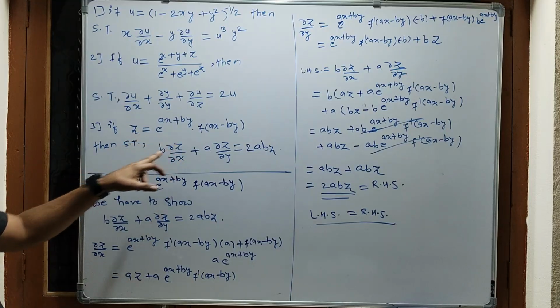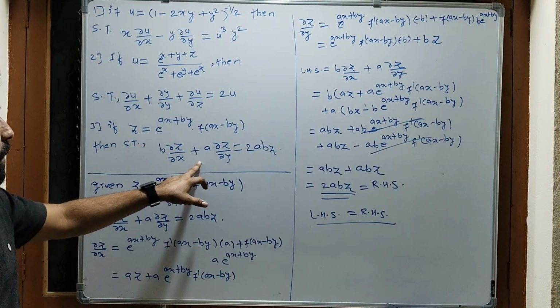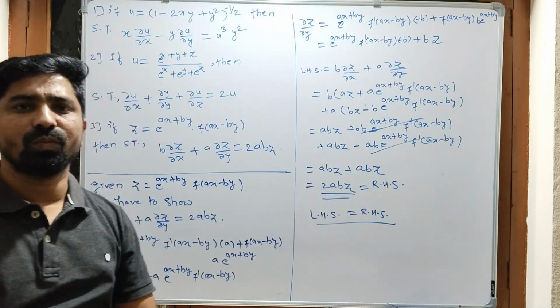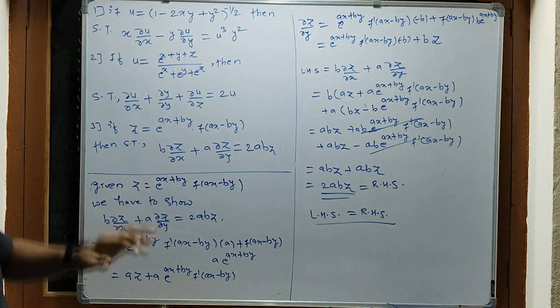If z equal to this, then show that b times dou z by dou x plus a times dou z by dou y equal to 2 times abz. That's what we have to show. This is the result. Now I will solve example 2.